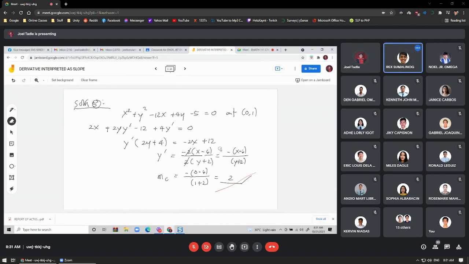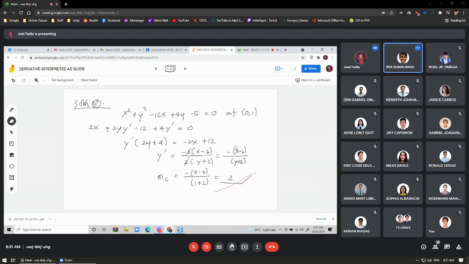because of the addition property of equality, plus 12. Since we are solving for y prime, we divide both sides by 2y plus 4. What remains on the left side is y prime, and on the right side is negative 2x plus 12 over 2y plus 4.